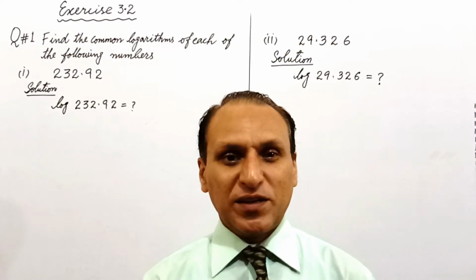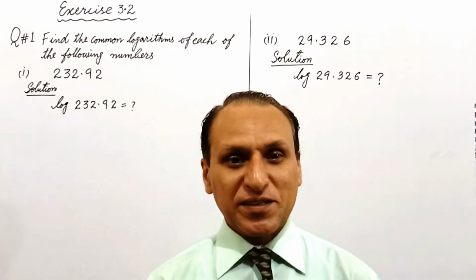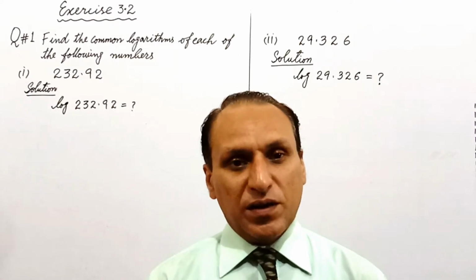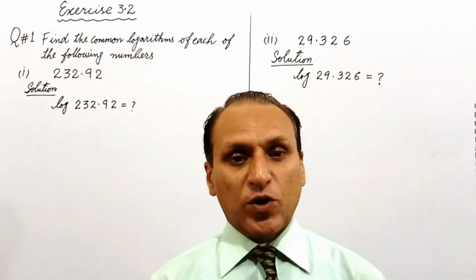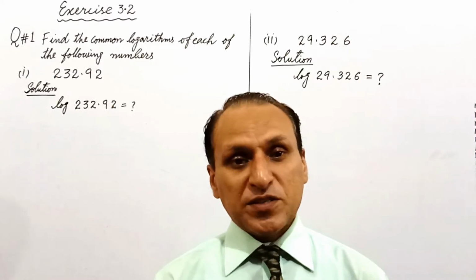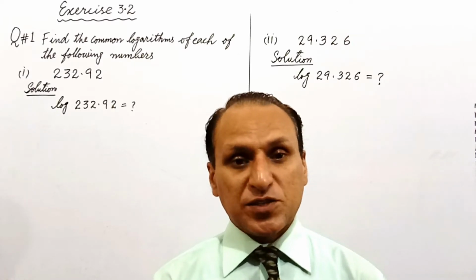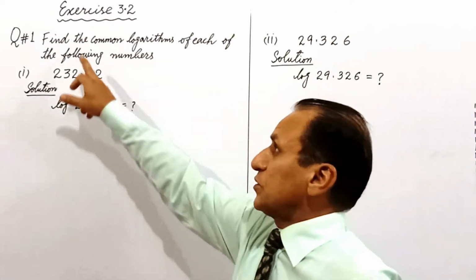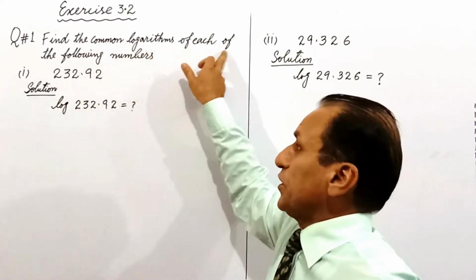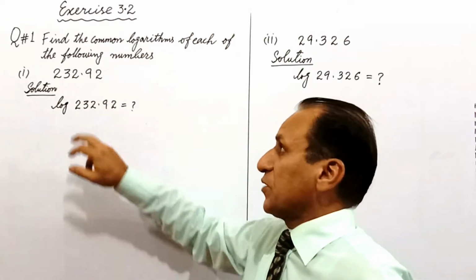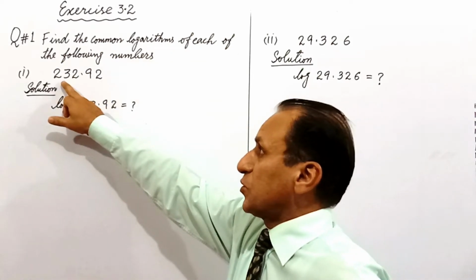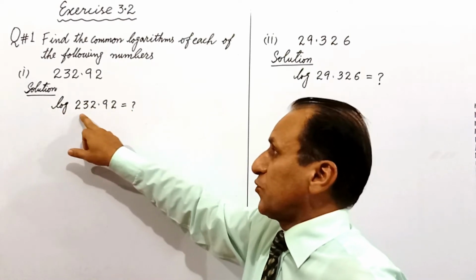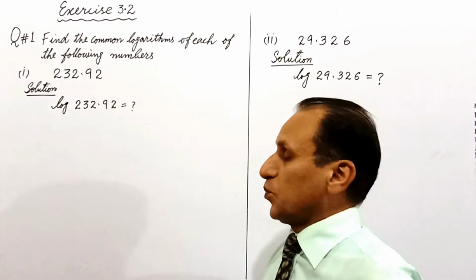You are doing well in mathematics as you are learning a new concept of logarithms. Our today's topic is to find the common logarithm of the given real numbers. In this regard, we do exercise 3.2, question number 1. In this question, we are required to find out the common logarithms of each of the following numbers. In part 1, we are given the number 232.92. It means we are required to find out the logarithm of 232.92.